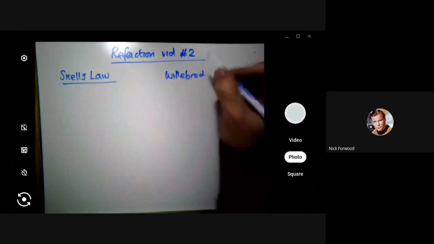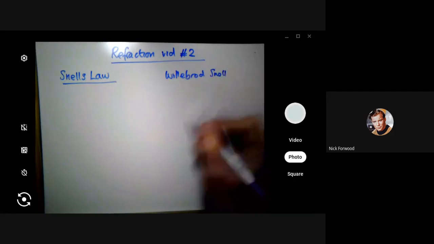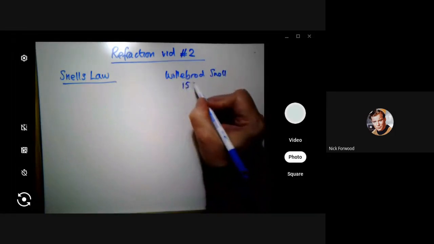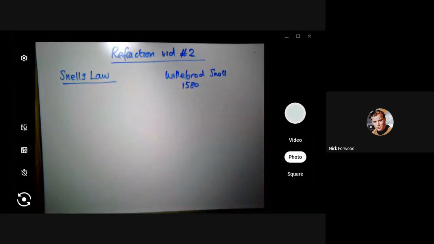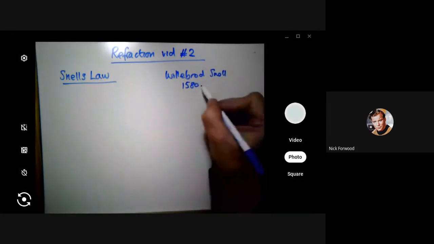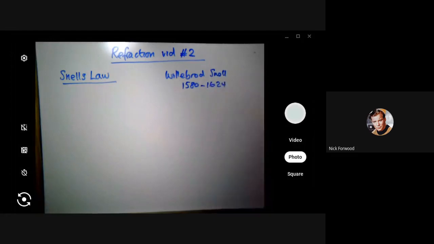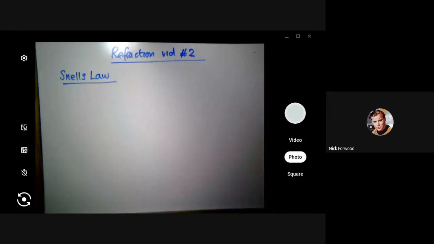Willebrod Snell. I think he was Belgian, and he did some important work back in the late 1500s and early 1600s. I think that was his birth and death years. So he did this quite a long time ago. So this is quite an old bit of physics, and it's all to do with how light changes direction when it goes from one material into another. You don't need to know that bit. Probably spelt his name wrong.